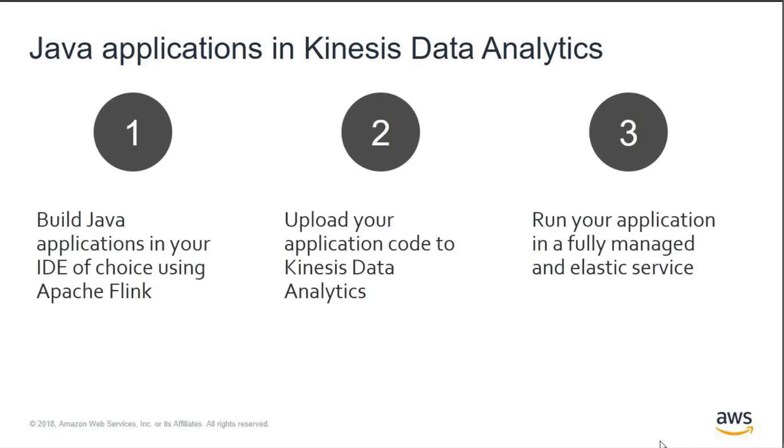So Java applications in Kinesis Data Analytics work in 3 easy steps. The first thing is you build a Java application in the IDE of your choice using Apache Flink. Apache Flink is a distributed processing framework and engine for processing data streams. Once you build your application using Apache Flink, you'll upload your application code, essentially a jar, to Amazon S3 or directly to the service, and then run your application in a fully managed service. So that's kind of what your dev cycle looks like. You're going to build locally. Once you get it running and tested locally, you'll then upload your application to make sure that it runs well in the service, and then run it.